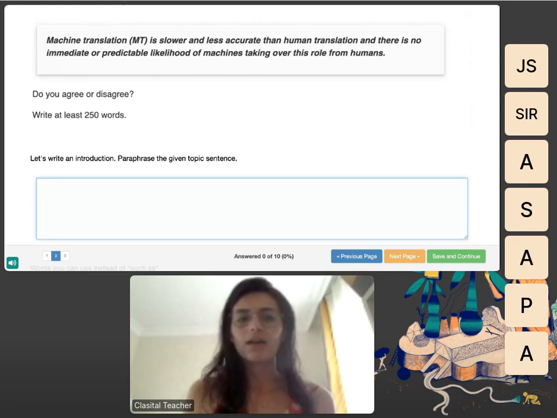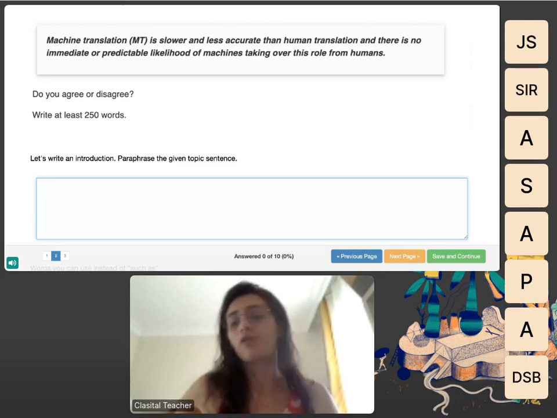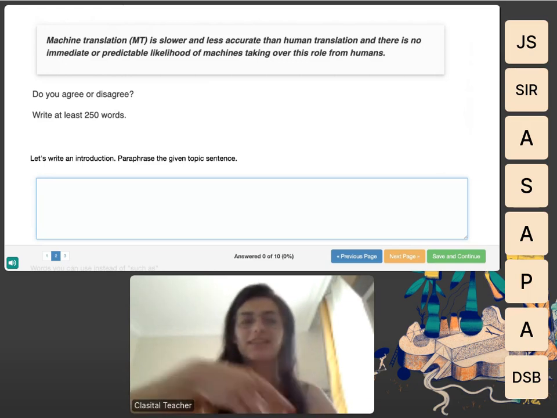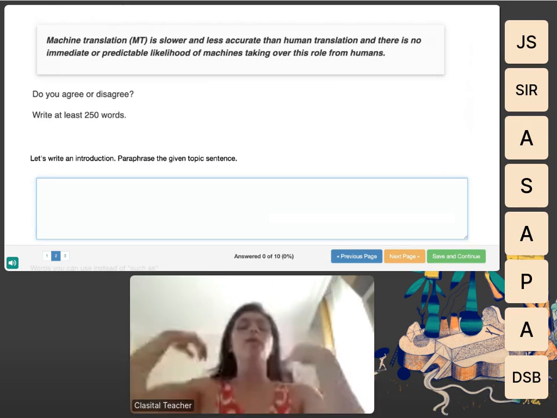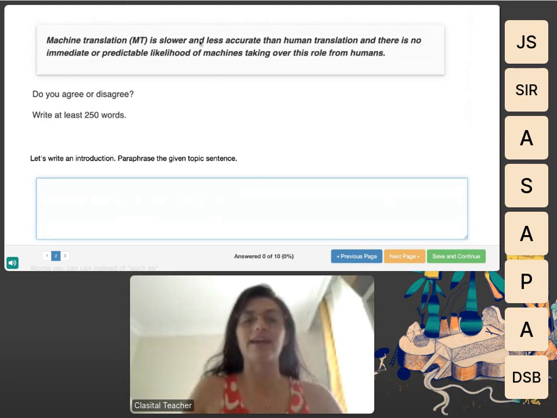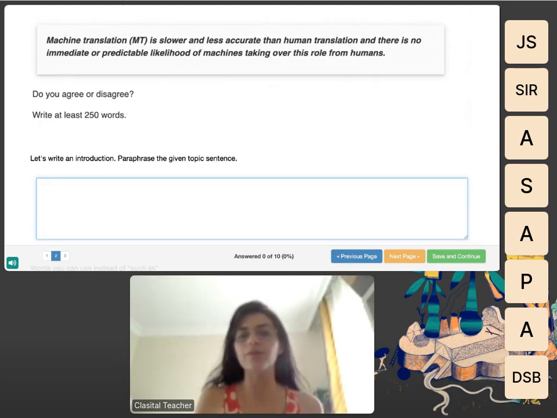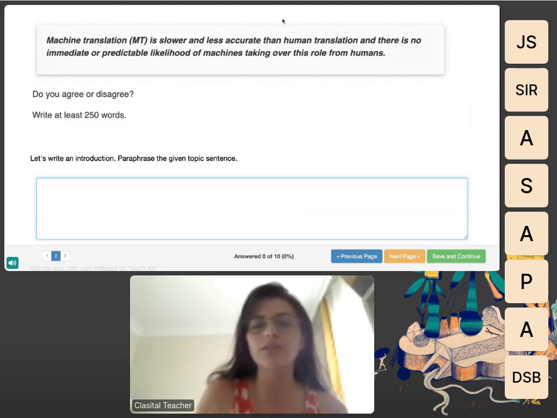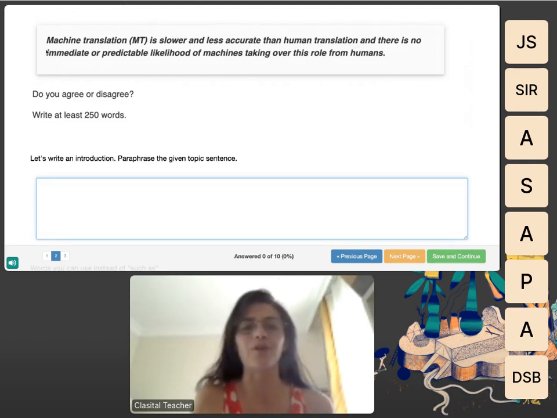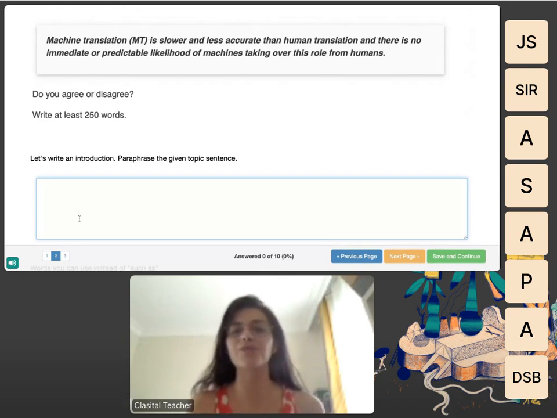So I think we've decided that we're going to keep the machine translation part, or we can also say translation done by a machine. What about slower or less accurate? What can we use instead of those? Slower and less accurate than human translation. So maybe just paraphrase the first sentence right now. Machine translation is slower and less accurate than human translation.